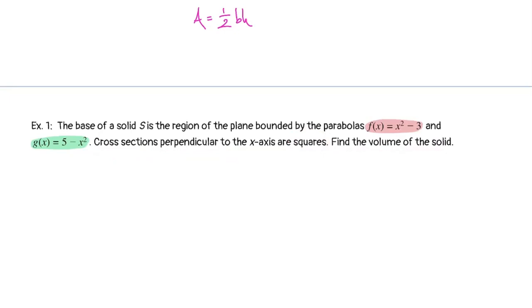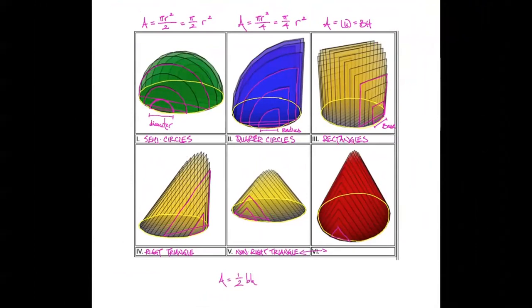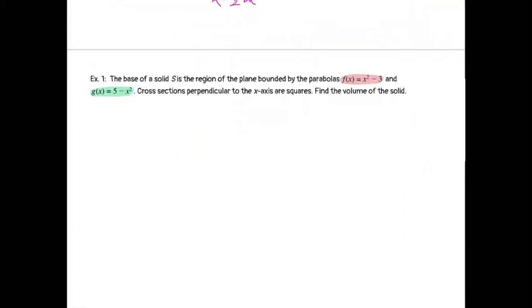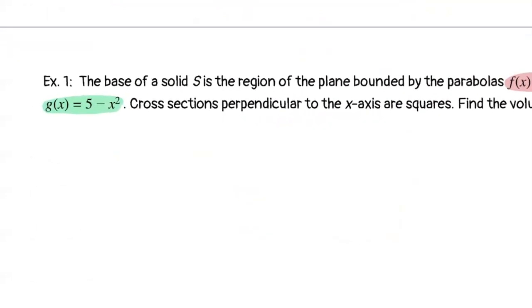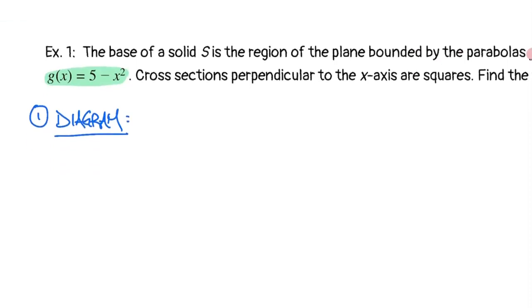So when we say the cross sections are perpendicular to the x-axis and they're squares, that means that of the 6 pictures we have above, we're imagining something most like the rectangles one. It'll just be a special case where the base and the height are exactly the same. Okay. So let's draw our diagram. All right, so let's get an XY plane going here.